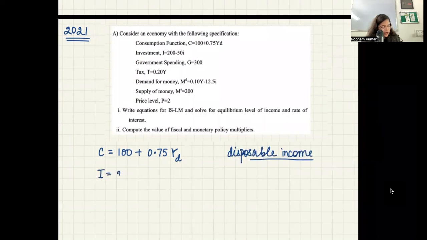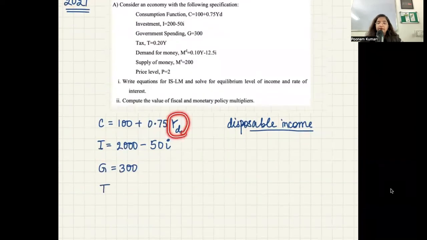Your investment is basically 200 minus 50 I. I is your interest. So the higher the rate of interest, the lesser the amount of investment, because higher interest means fewer people would have the ability to borrow money to do more investment, right? And then government spending is given, it is 300. The taxes out of your total income are 0.20Y. That means a 20% tax, that 20% of your income goes away as taxes.